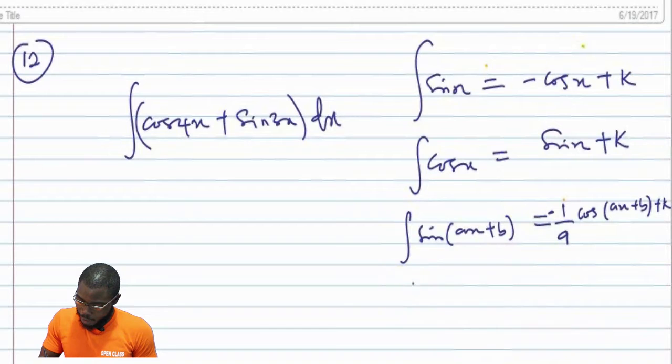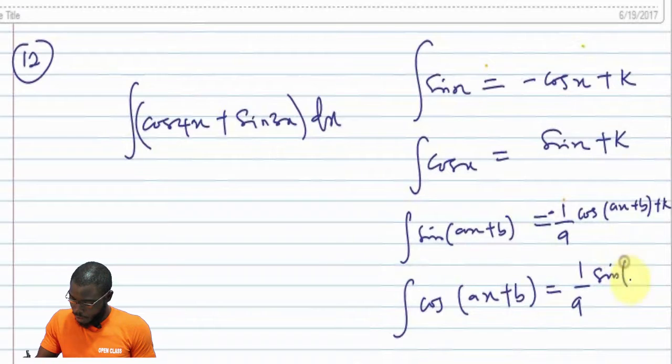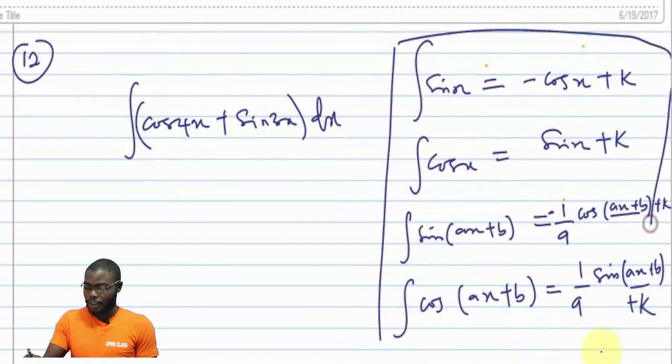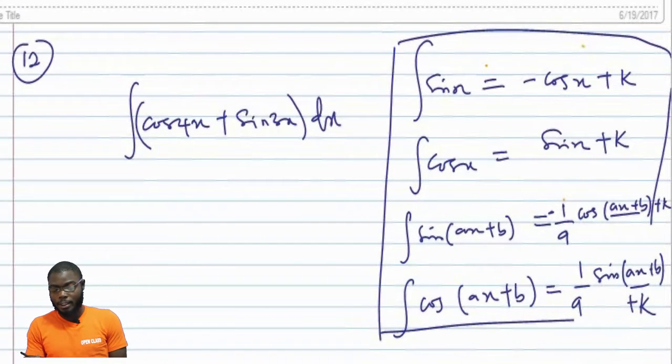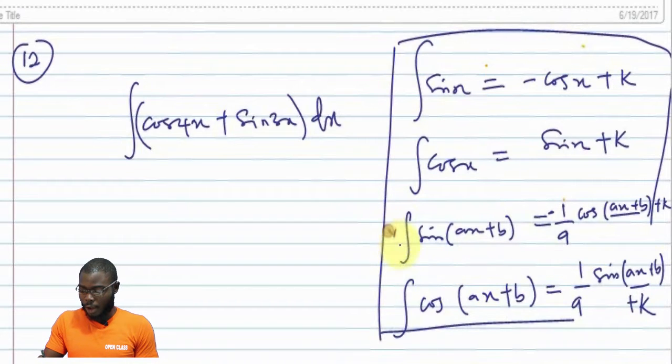Also, if you have cos of ax plus b, this gives 1 over a, then sine of ax plus b, and then you add the arbitrary constant. You should have this standard handy while going for your exam, because it's going to be used a whole lot. These two are our tools for solving this very question.